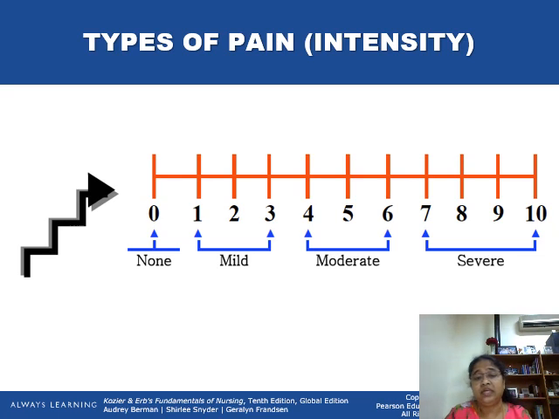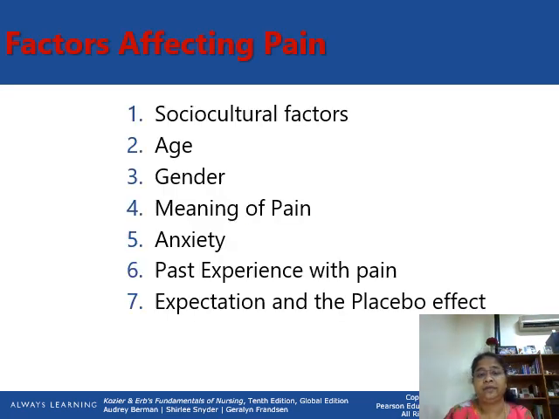And based on the intensity, meaning severity. Okay, if there is no pain, 0. If they rate from 1 to 3, you call it mild pain, 4 to 6 moderate pain, 7 to 10 severe pain. Okay, so based on the severity, we can divide them as mild, moderate, and severe.